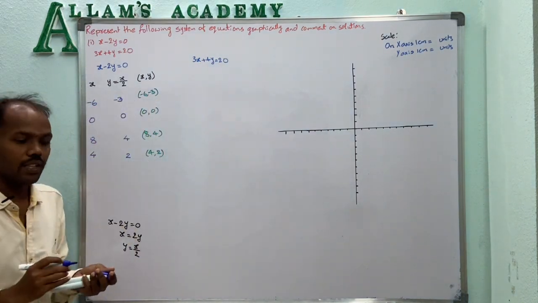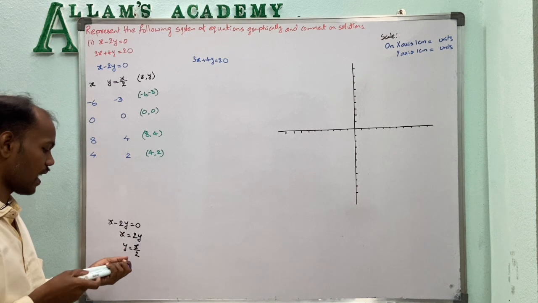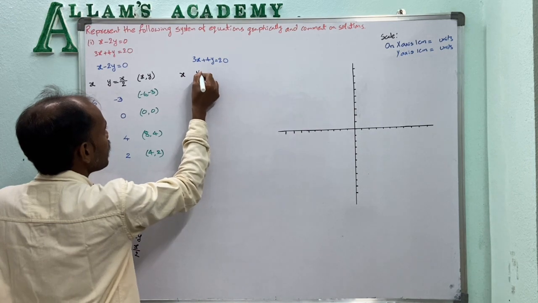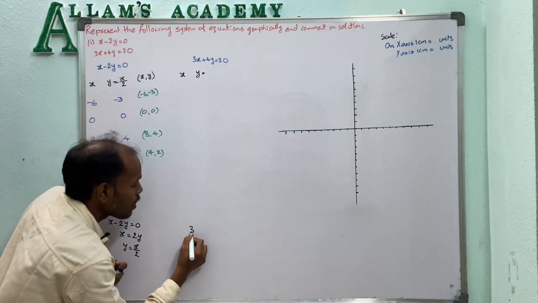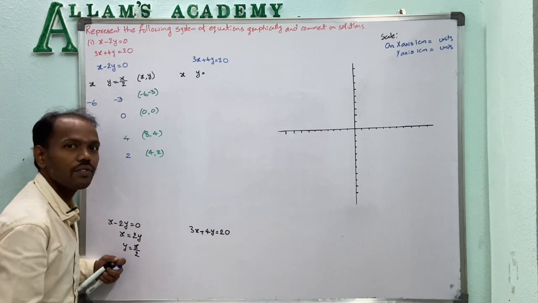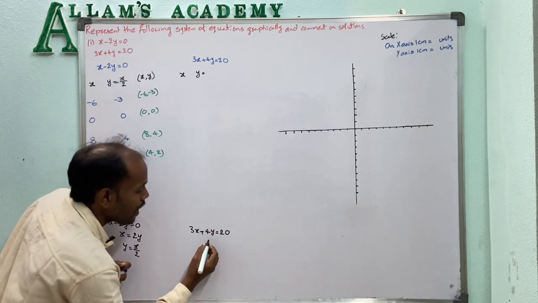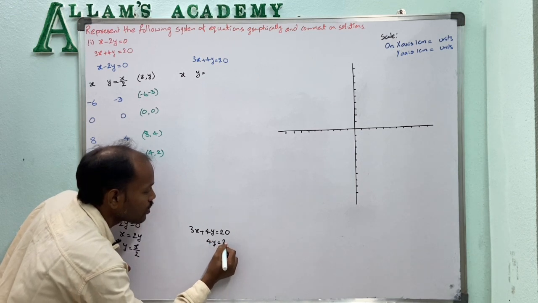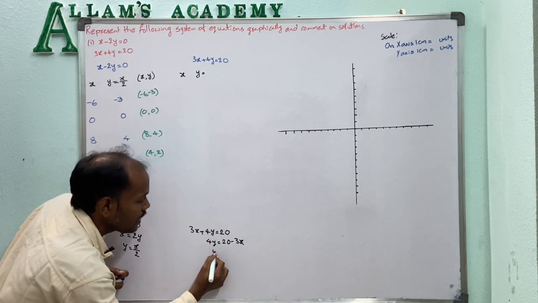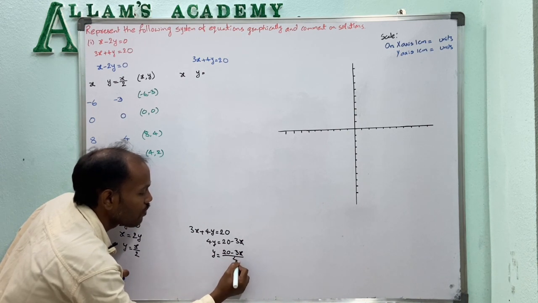Same before, for different x values we get different y values. So here, given 3x plus 4y equal to 20, we want to find the y value. Transferring 3x to the other side, it becomes minus 3x, so 4y equal to 20 minus 3x. Now the multiplication by 4 transfers to the other side as division, so y equal to (20 minus 3x) by 4.